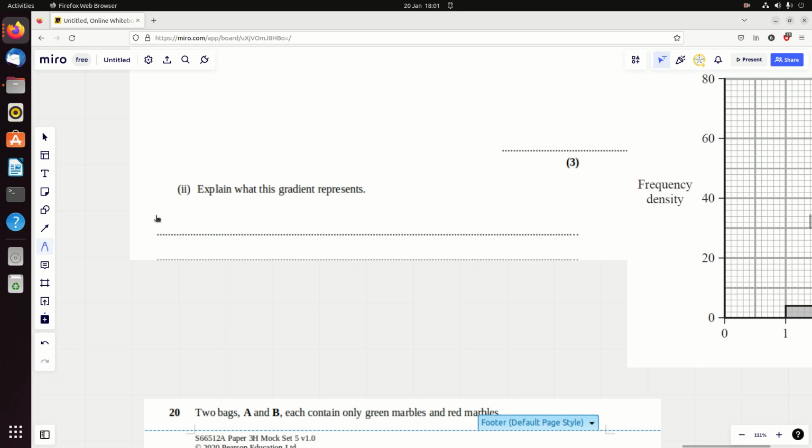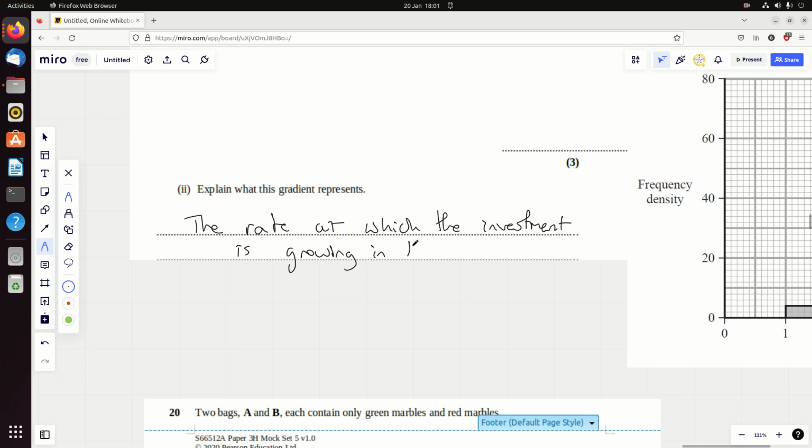Now, what does the gradient represent? It's the rate at which his investment is growing. Yeah, gradients are rates of change, and this is the rate at which the investment is growing in the 7th year.